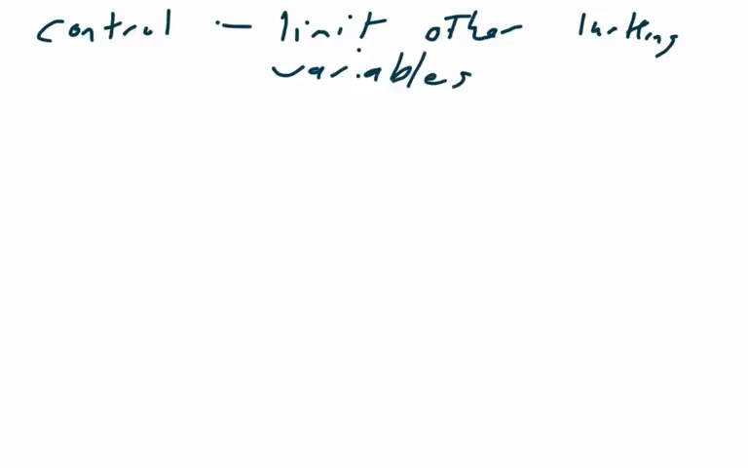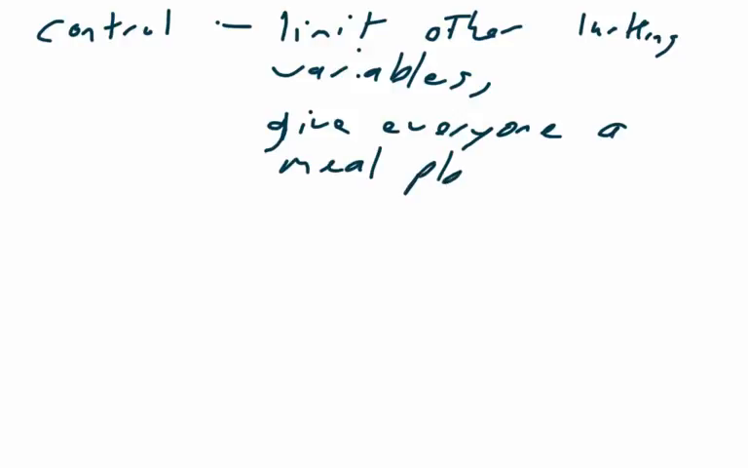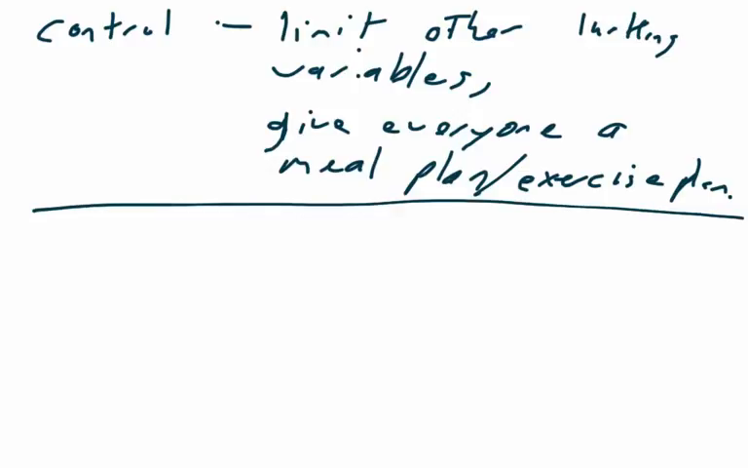Alright, control. What we want to do when we say control is we want to limit other working variables. So in our diet example, we may want to give everyone the same meal plan and the same exercise plan, so that those would no longer be working variables. Say this is how much you're going to eat, and this is how much you're going to exercise.